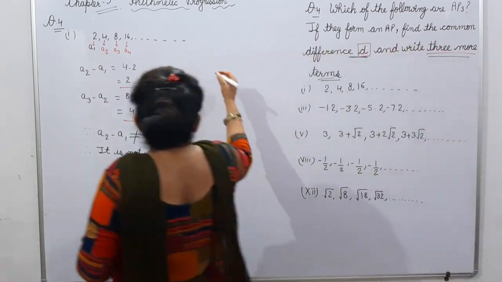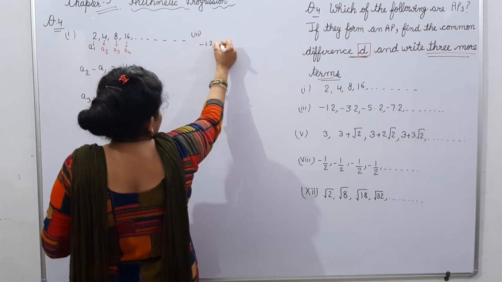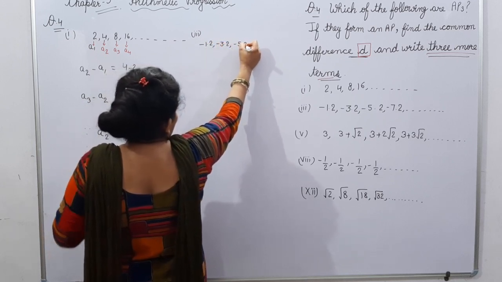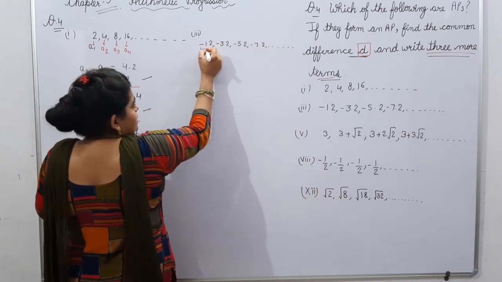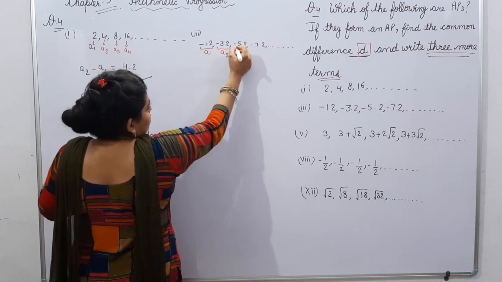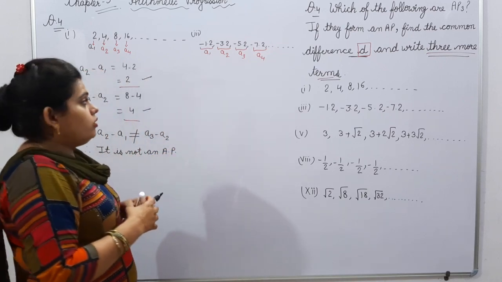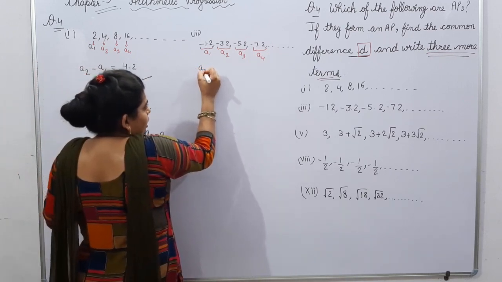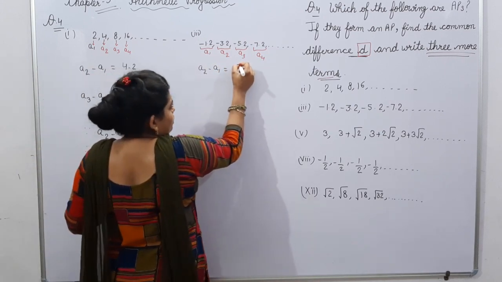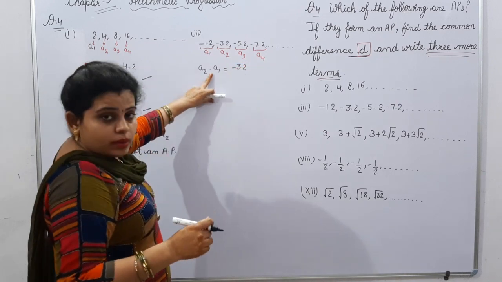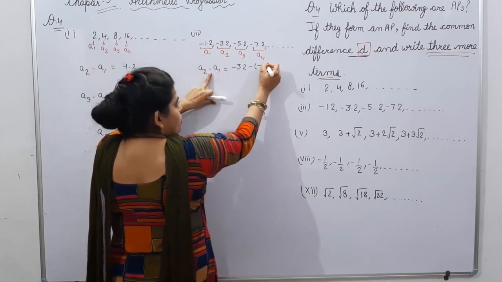Now let's see the third part. In the third part, what is given? Minus 1.2, minus 3.2, minus 5.2, minus 7.2. These are given. Let them be A1, A2, A3, A4. Now A2 minus A1. What is A2? Minus 3.2. Now we have to subtract A1, which is minus 1.2.